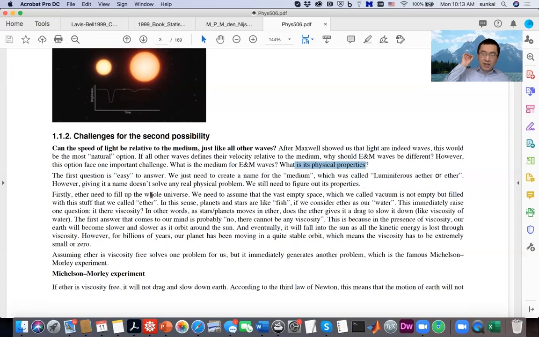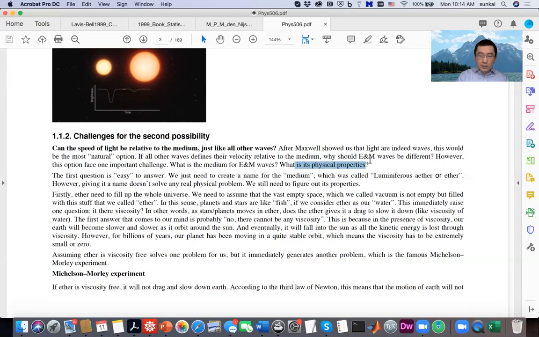Okay. This comes from the following picture. If we assume ether fills up the entire universe, then if we look at our planet, Earth, or a star or the sun, then our planet is basically like a fish swimming in the water of ether. Ether is everywhere, our planet is moving inside ether. If you take that picture, the fish swimming in water picture, then immediately a question pops up. Does this water have viscosity or not? Typically if we have an object moving in water, we will feel viscosity and things will start to slow down. It will try to slow down the moving object.